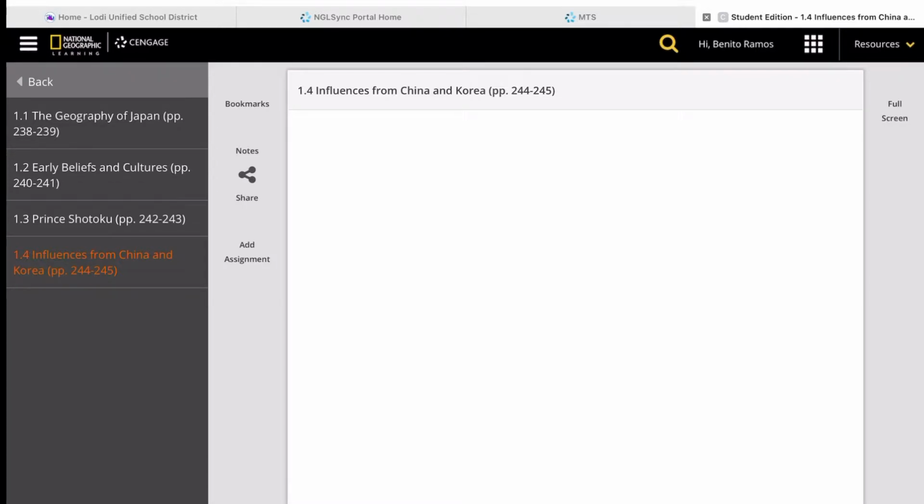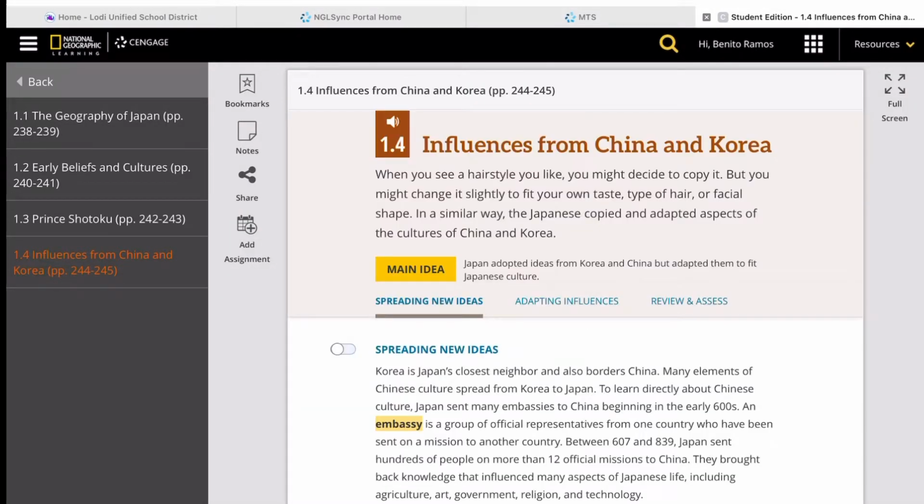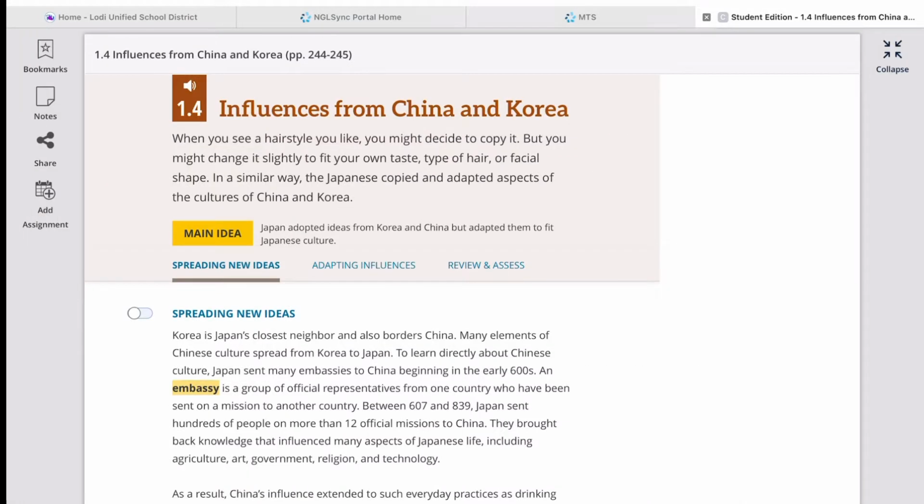Pages 244 to 245. This chapter's essential question is: how was Japanese civilization influenced by neighboring cultures? And the objective is to identify the ideas that the Japanese borrowed from China and adapted to fit their own culture. Just for clarification, although the title of this lesson is Influences from China and Korea, the focus is more on the influence of China. In fact, Korea is not even mentioned in this lesson.